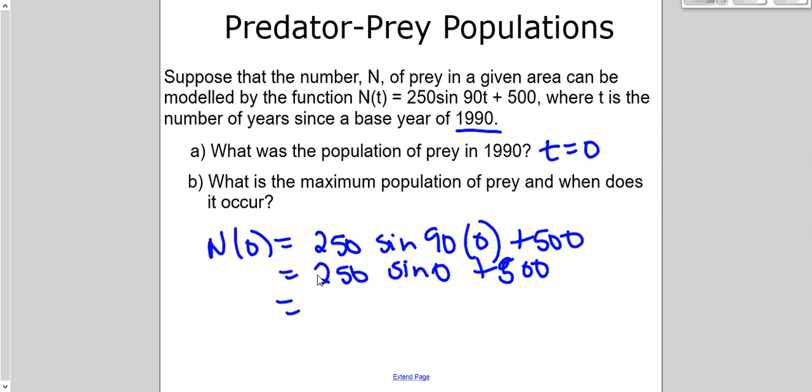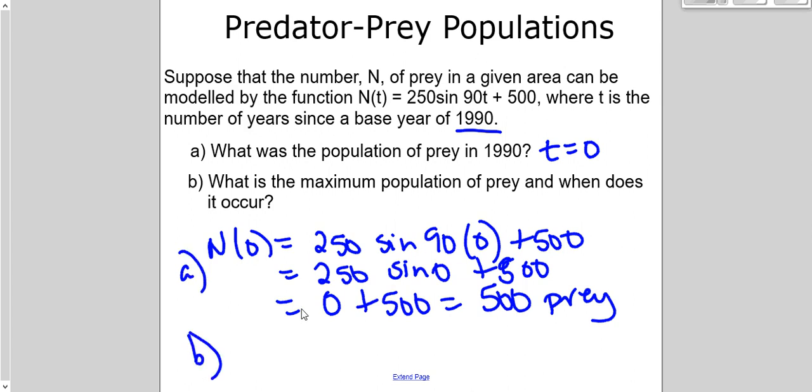And you can put this directly into your calculator, but it's really not necessary. Sine of 0 is 0, and 250 times 0 is 0, so 500. So this equals out to, there was 500 prey in the year 1990.